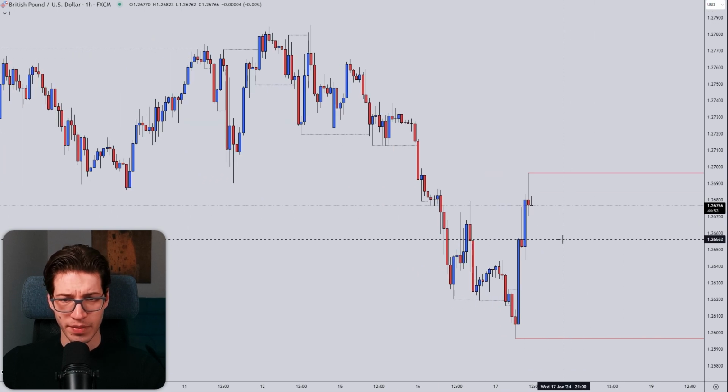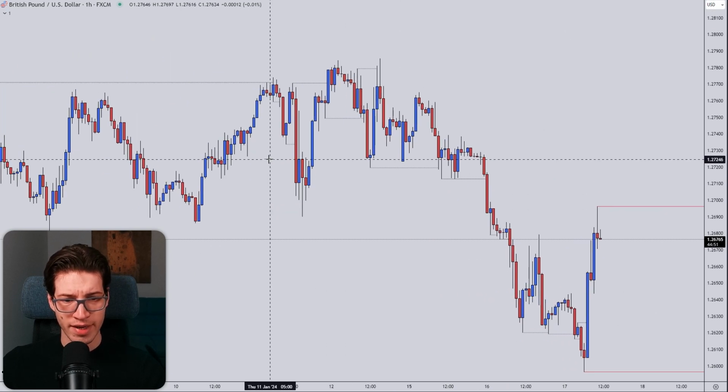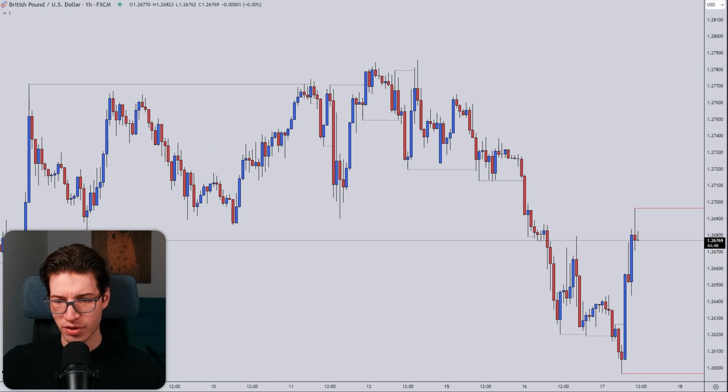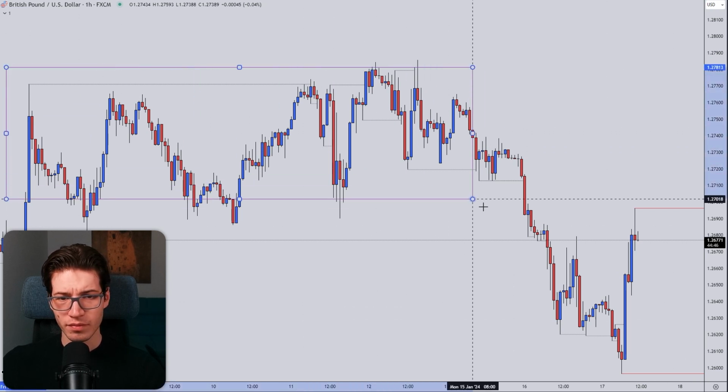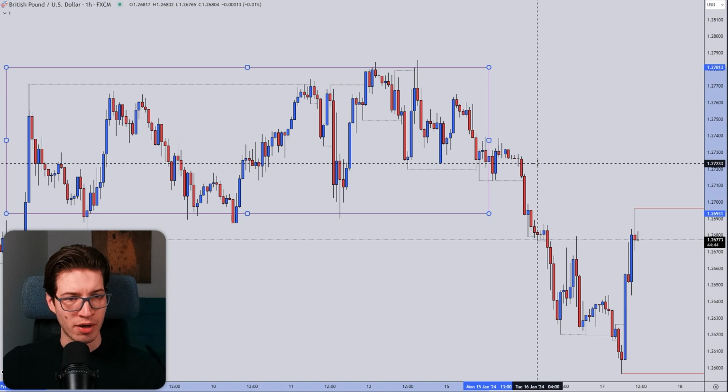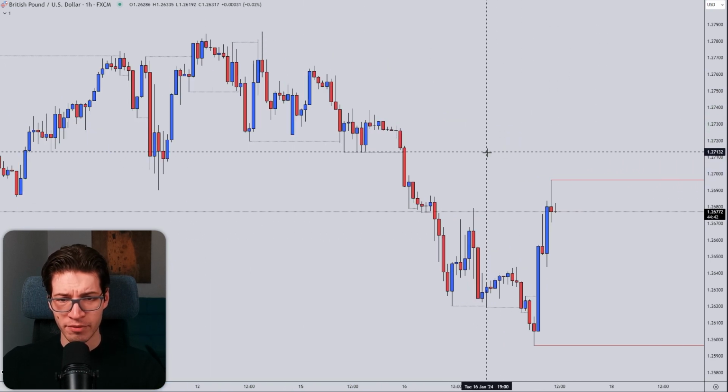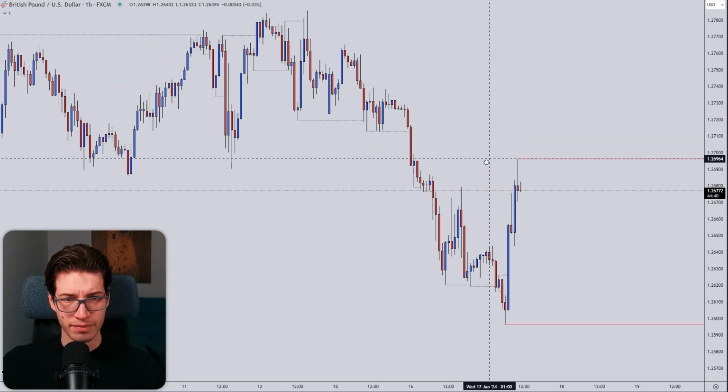Pound US dollar, last Wednesday was here, so we were flat, very range bound, and then we pushed to the downside.